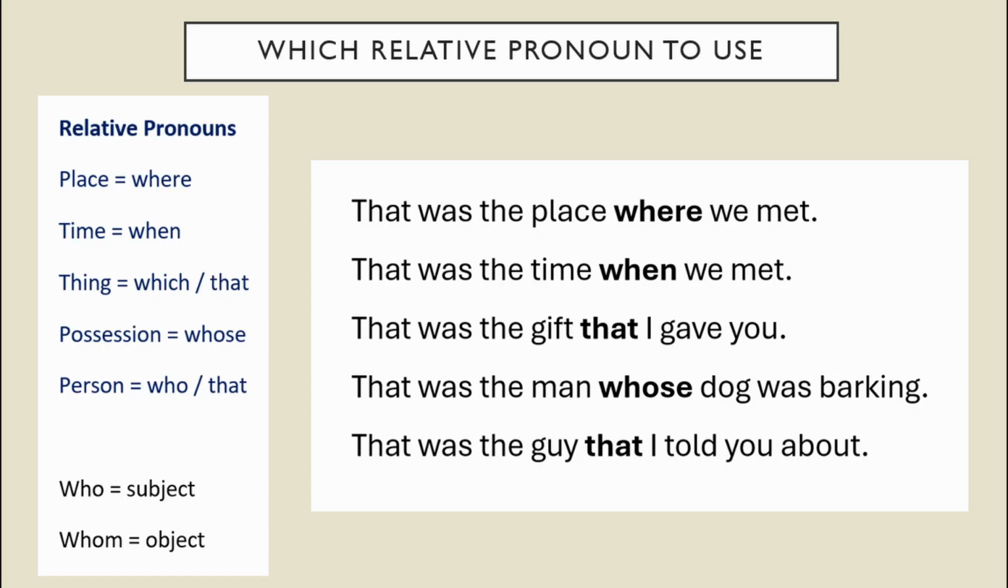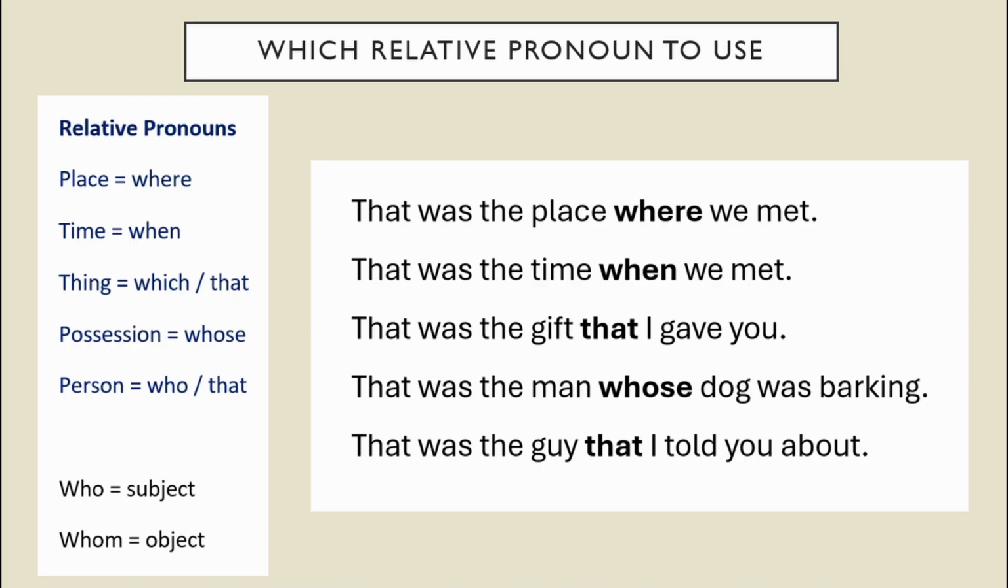If it's a possession, right? This is my coffee, mine, that's possession, my coffee. Your coffee, that's a possessive pronoun, his coffee, all right? So if you're replacing his or her as a pronoun, say whose. That was the man whose dog was barking, all right? And then if you're talking about a person, we use who or that, okay? That was the guy that I told you about.